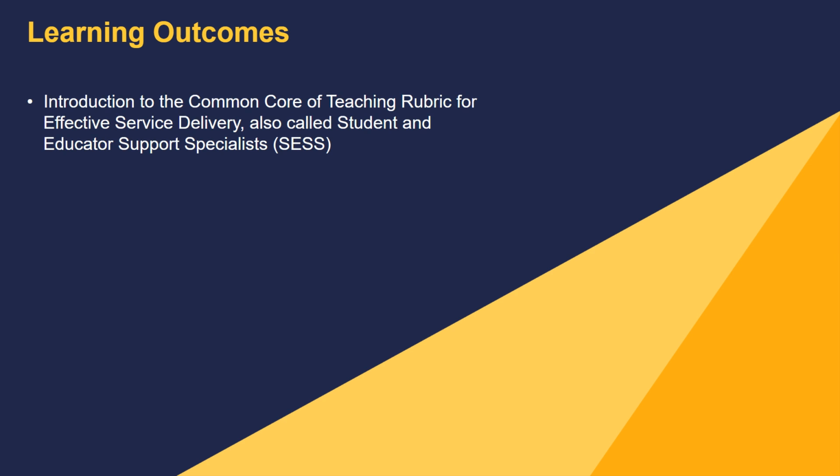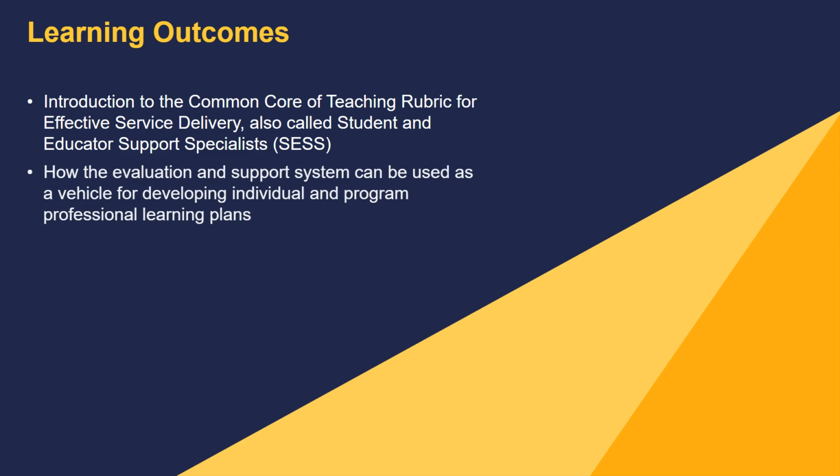This module will begin with a focus on the observation of professional practice with an introduction to the Common Core of Teaching rubric for effective service delivery, also called the Student and Educator Support Specialists, or SESS rubric. How the evaluation and support system can be used as a vehicle for developing individual and program professional learning plans.